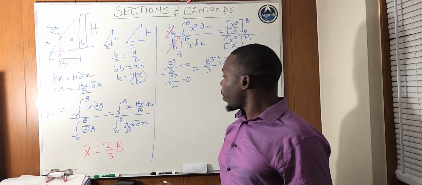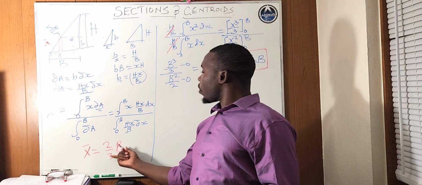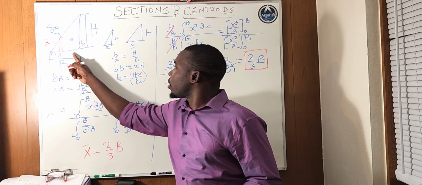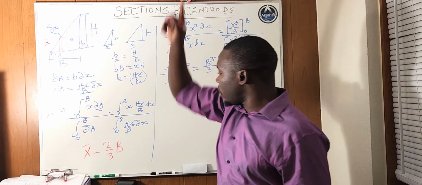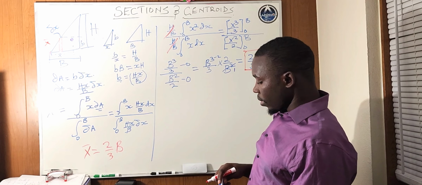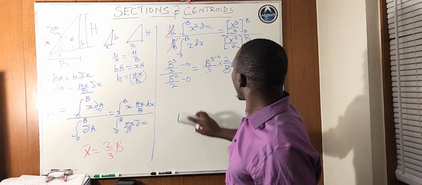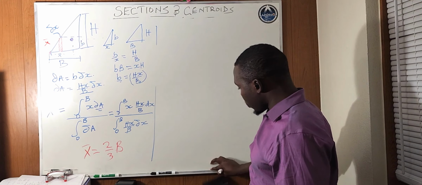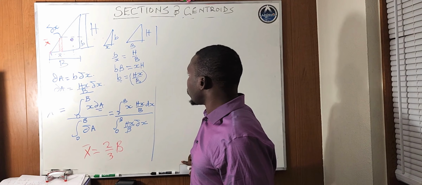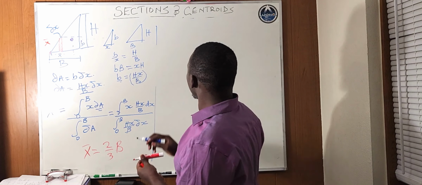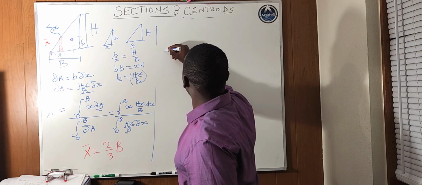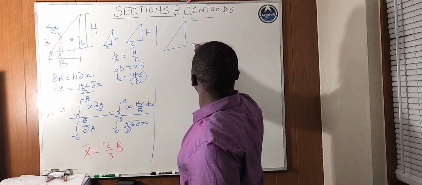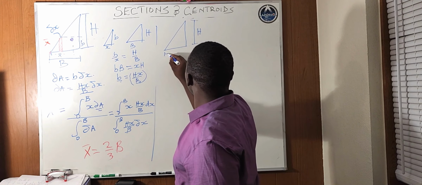b is the whole distance, but if you take 2/3 of b from the origin, from here to somewhere here, that is 2 over 3. So with our 2 over 3, you will get where that line passes for the x bar. Now, the next part, allow me to erase here to create space for the next part. The next section, we are going to calculate y bar. We'll take the same triangle now, with the same height h and the same base b.